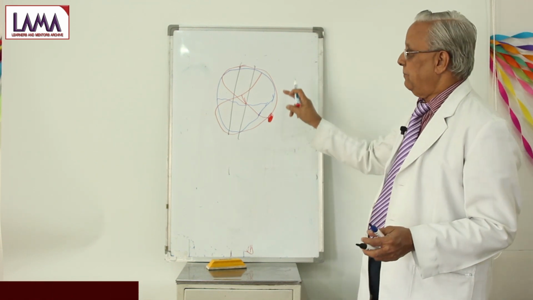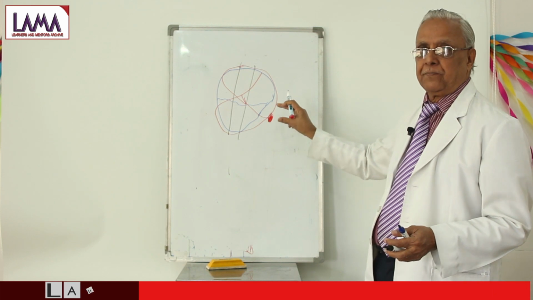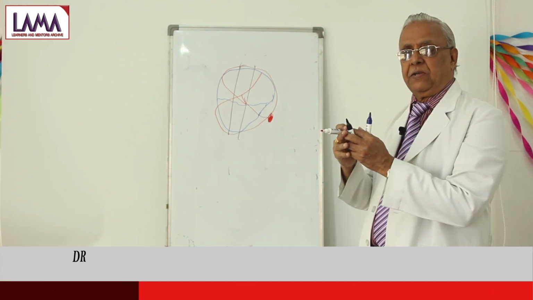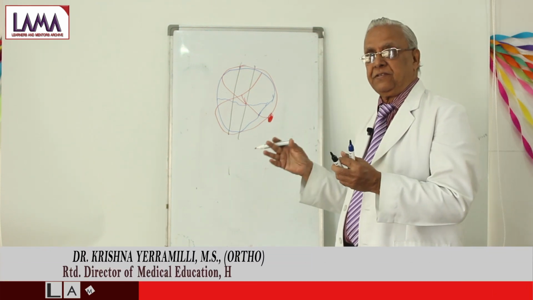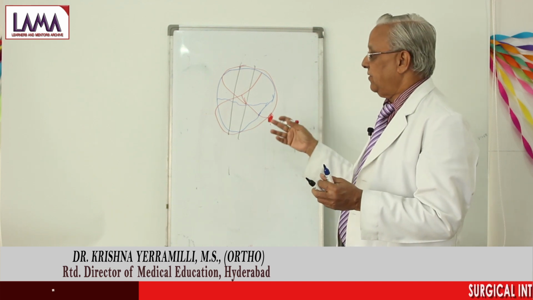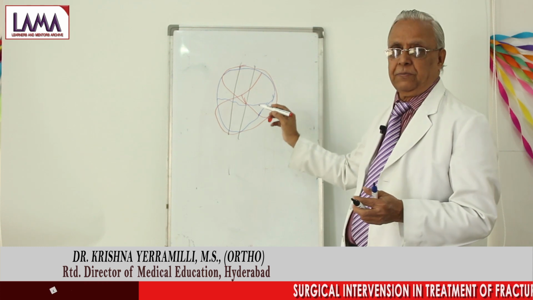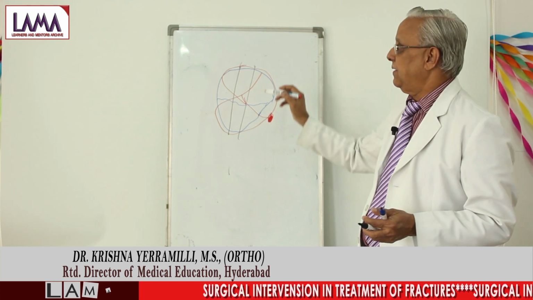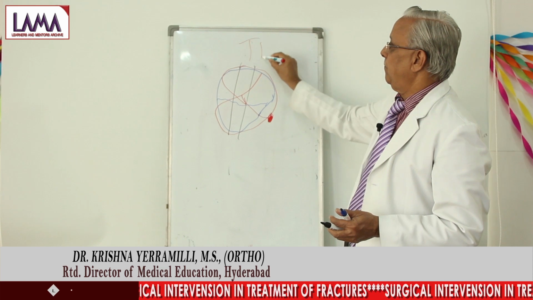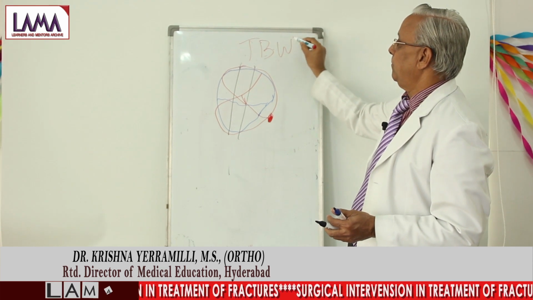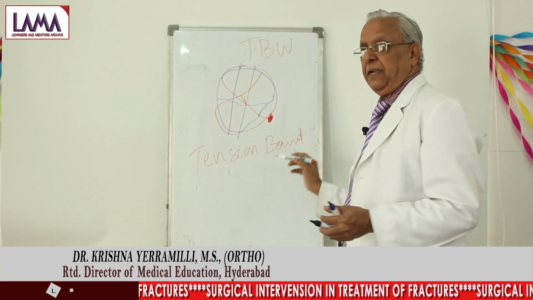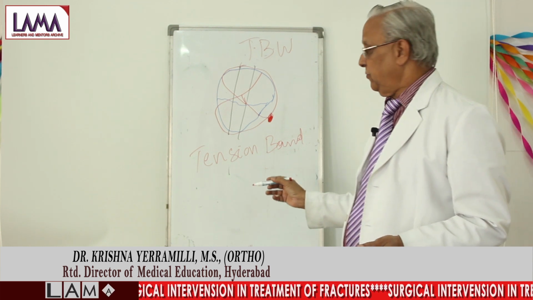Here, because of the tension of the band, that is the wire, the fragments get compressed, and the fracture starts uniting. So these are the simplest of all the procedures, tension band wiring. Here only an 18 gauge stainless steel wire is used for fixation.